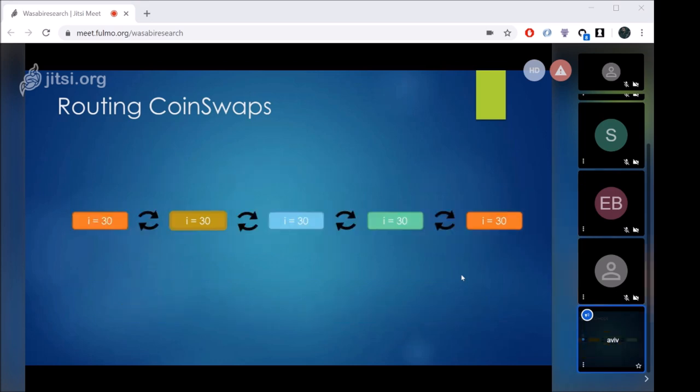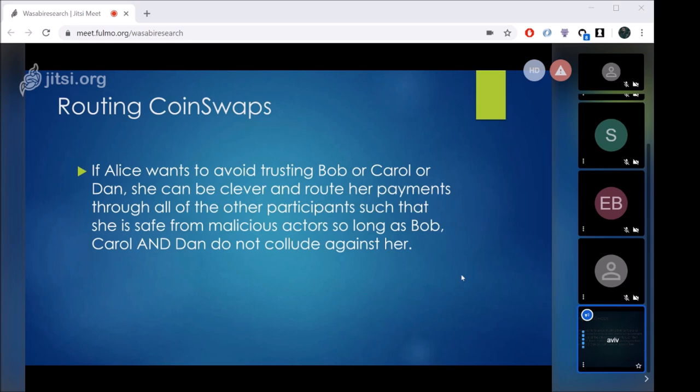Here's a better diagram. So you can imagine that on the left is Alice's coin, and she's switching it for the brown coin. And now she has that brown coin, she switches it for a blue coin, and then she has a blue coin, she switches it for a green coin, and then she finally switches it for one last coin, and that is the coin she's deciding to spend from now on. And the important thing is that all of these links need to be broken in order for her privacy to be broken. And so brown, blue, and green must collude together to break her privacy. So if Alice wants to avoid trusting Bob or Carol or Dan, she can trust none of them by essentially trusting a little, all of them. And as long as all of them don't collude in a conjunction format, that is, they all collude together, she's pretty much okay.